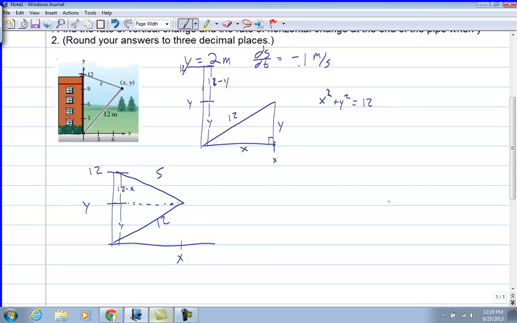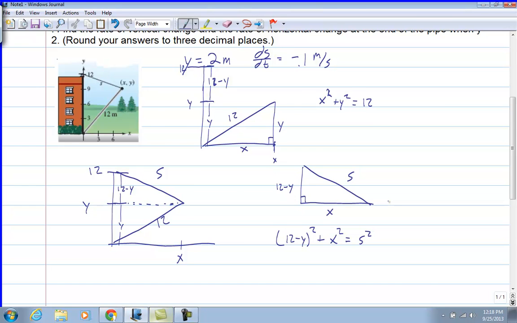And the x value is still the x value, so this x is the same as x for the upper one. In that upper triangle, what we have is the side 12 minus y. It looks like I wrote x there, so let's fix that: 12 minus y. And here's our x, and this is s. So this triangle has the relationship that (12 minus y) squared plus x squared equals s squared.